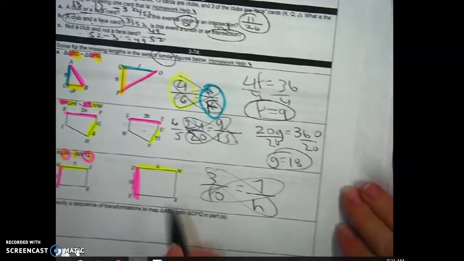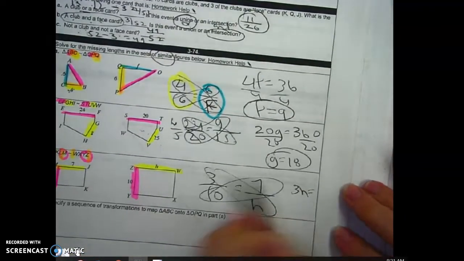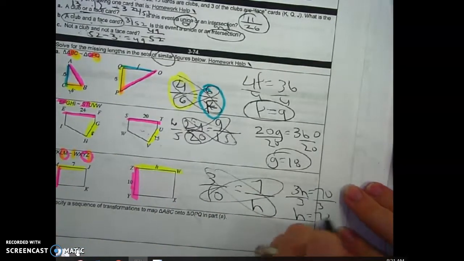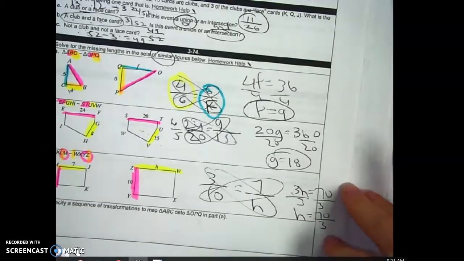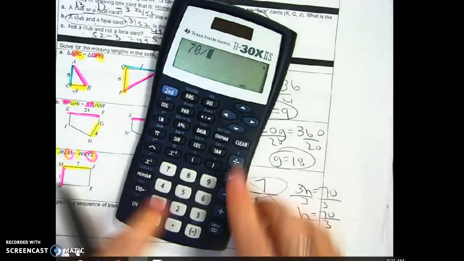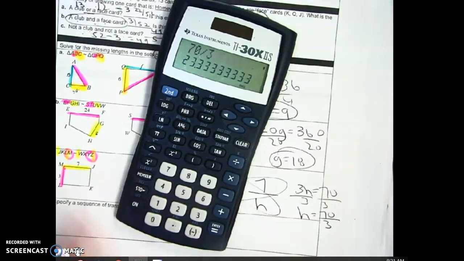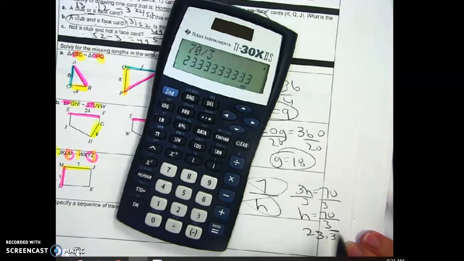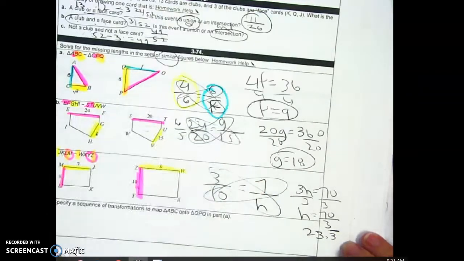Make an X. Multiply what touches. 3H equals 7 times 10, which is 70. Divide by 3. H equals 70 over 3. Or I can leave it as a decimal. 70 divided by 3. I don't know. That's pretty ugly. So I could say 23.3 with a hat on top. This means it goes forever and ever.